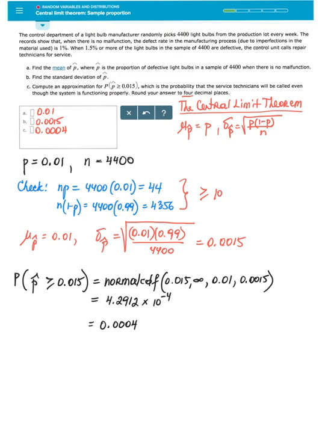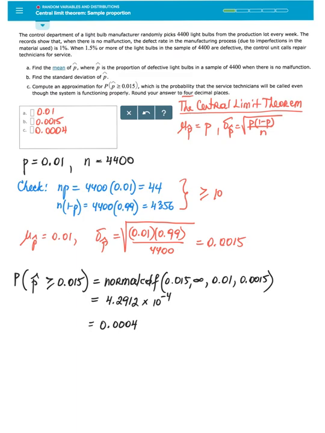The control department of a light bulb manufacturer randomly picks 4,400 light bulbs from the production lot every week. The records show that when there is no malfunction, the defect rate in the manufacturing process due to imperfections in the material used is 1%. When 1.5% or more of the light bulbs in the sample of 4,400 are defective, the control unit calls repair technicians for service.